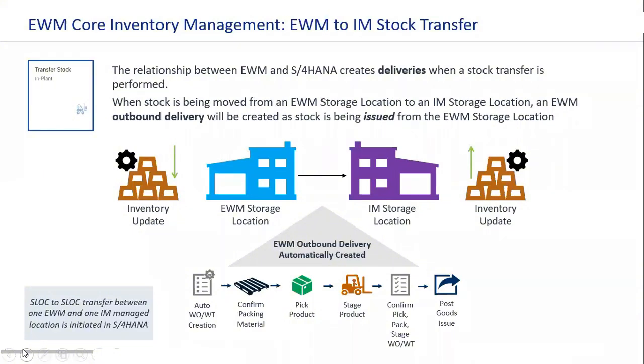So on the opposite, EWM to IM, the relationship between EWM and S4HANA creates deliveries when a stock transfer is performed. When stock is being moved from an EWM storage location to an IM storage location, an EWM outbound delivery will be created as stock is being issued from that EWM storage location. So again, same process. Warehouse task creation, confirm packaging material, pick the product, stage that product, confirm, pick, pack, load stage, and post goods issue.